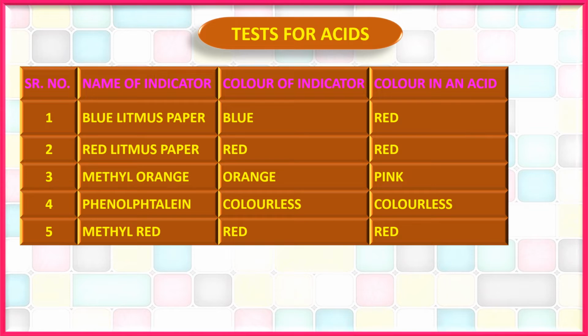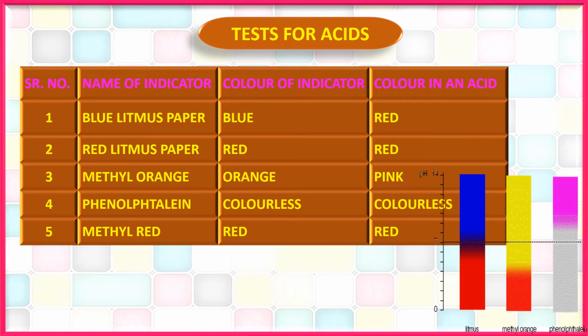So if I want to know something is an acid, I use blue litmus paper, it changes its color to red, or methyl orange changes to pink. The other three don't change color in an acid. Okay.